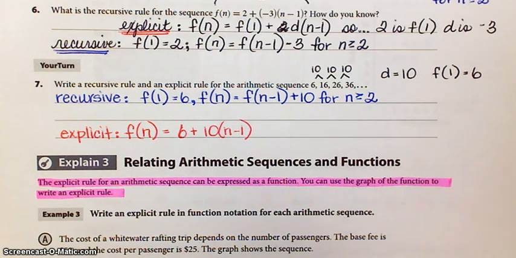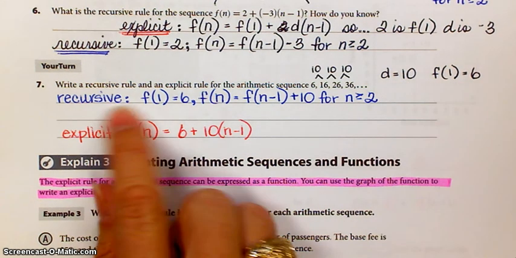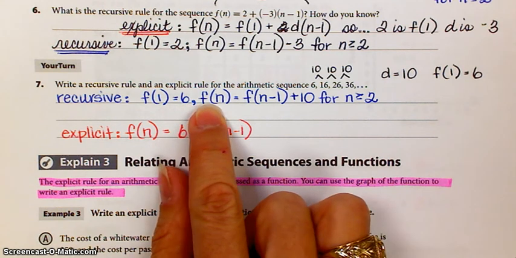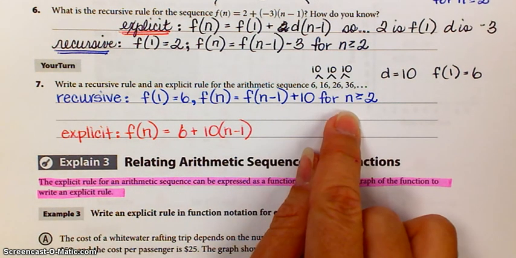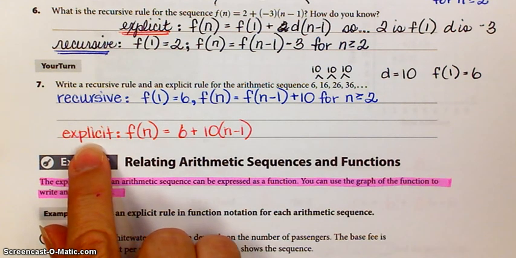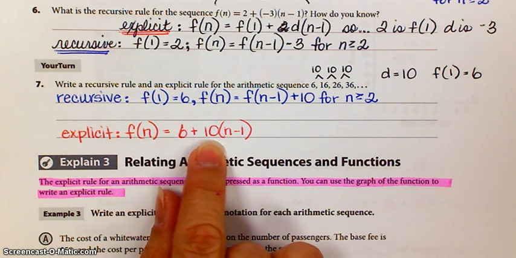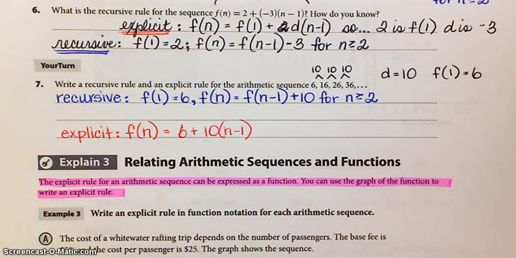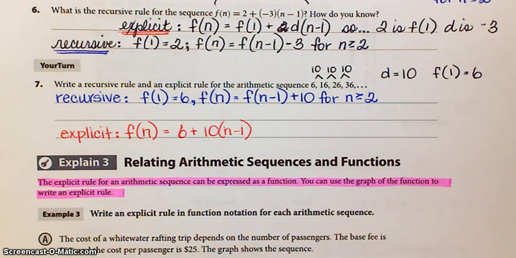Write a recursive rule and an explicit rule for the following sequence: 6, 16, 26, 36. So the common difference is 10, and the first term is 6. The recursive rule, you have to state the first term, and then the nth term is the previous term plus 10 for all n's greater than or equal to 2. That's your recursive rule format. Explicit rule, f of n is equal to first term plus common difference times n minus 1. Again, we're just using those general formats over and over again.